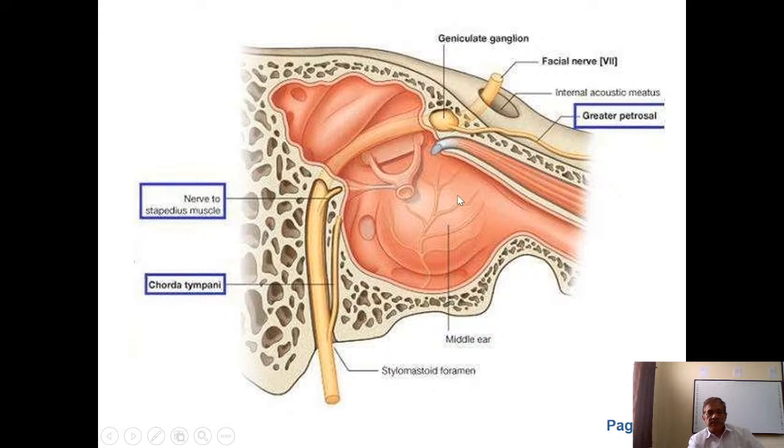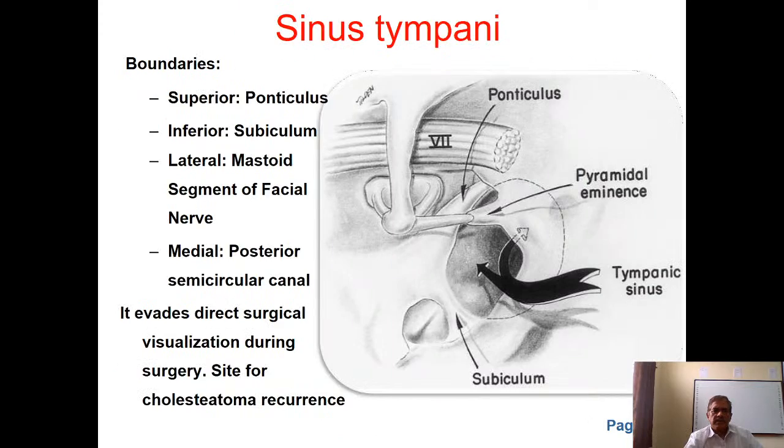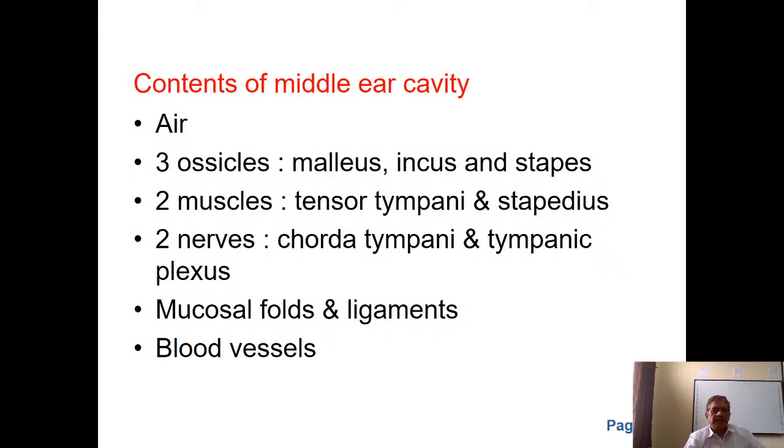So these are the nerves: the facial nerve itself, the branch to the stapedius, the chorda tympani and the Jacobson's. These are the nerves which are present in the middle ear cavity. Then the muscles. You have seen the muscles. The muscles are the tensor tympani and also the stapedius. So these are the structures that are present in the middle ear cavity.